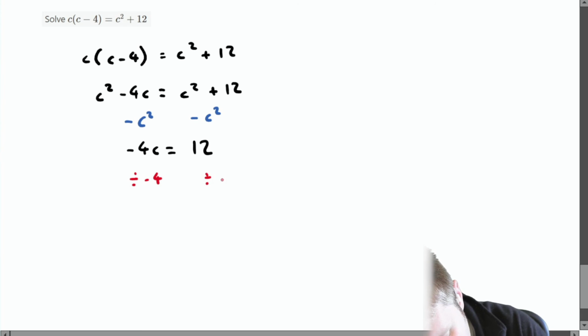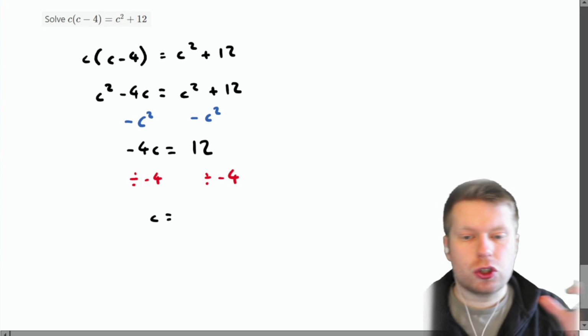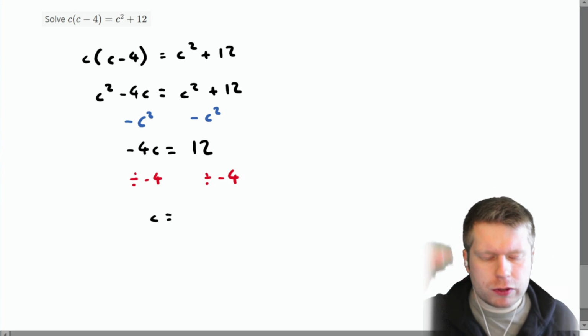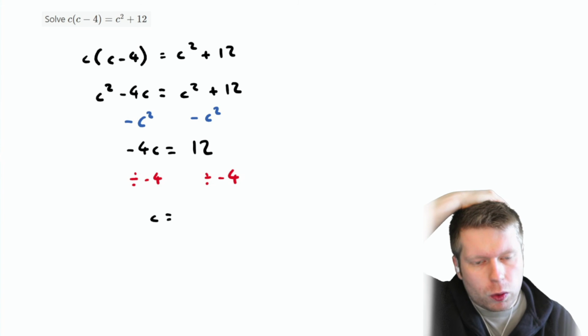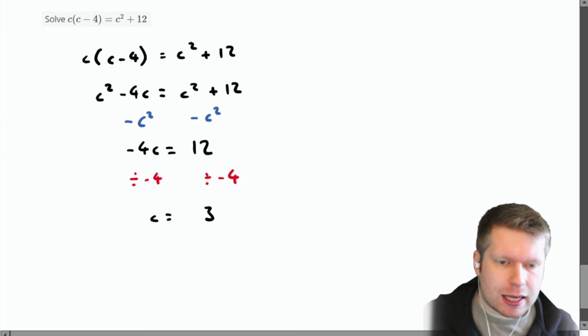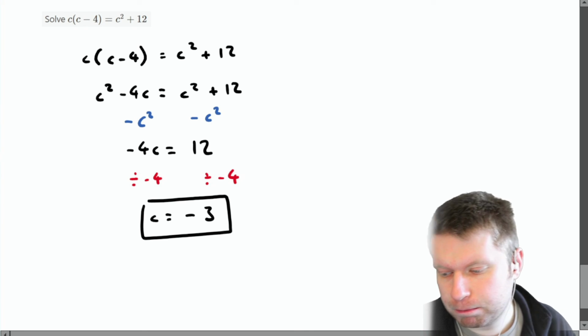So if I divide both sides by negative 4, let's see what I get. We'll just see on the left-hand side, and 12 divided by negative 4, ignore the negative for the time being, just think about 12 divided by 4, that's going to give me 3, right? So then I have a positive divided by a negative, that's going to give me negative. So the final answer should be negative 3 there.